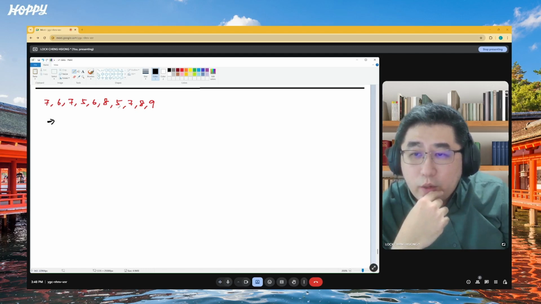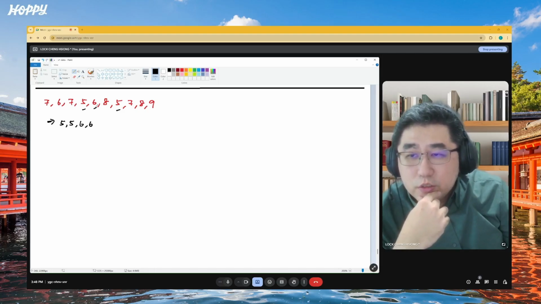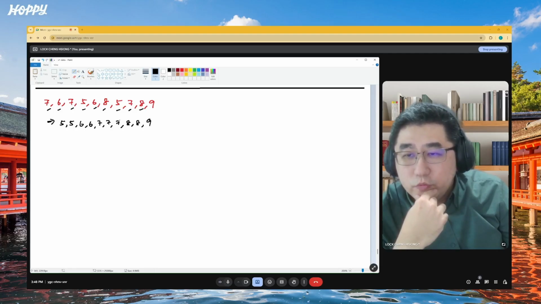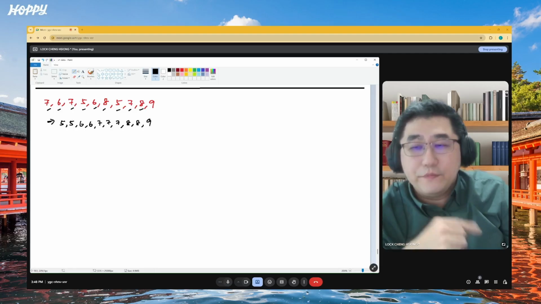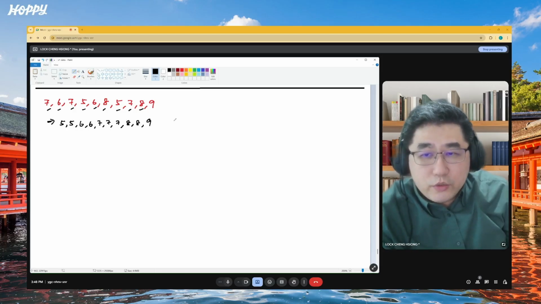So I will have 5, 5, 6, 6, 7, 7, 7, 8, 8, and 9. 1, 2, 3, 4, 5, 6, 7, 8, 9, 10. From here you will see mode equals 7, which is the number that appears the most.